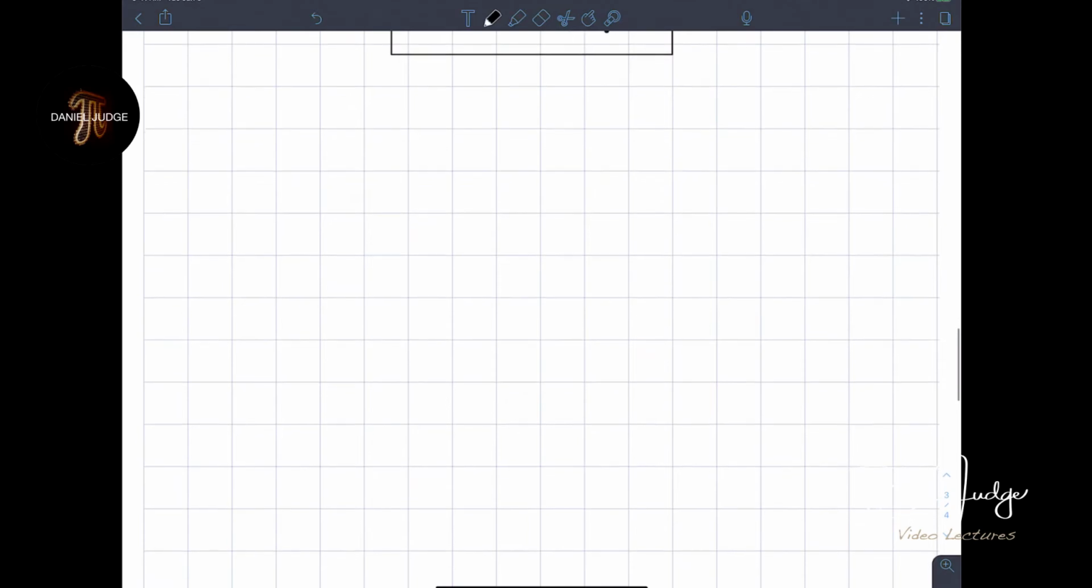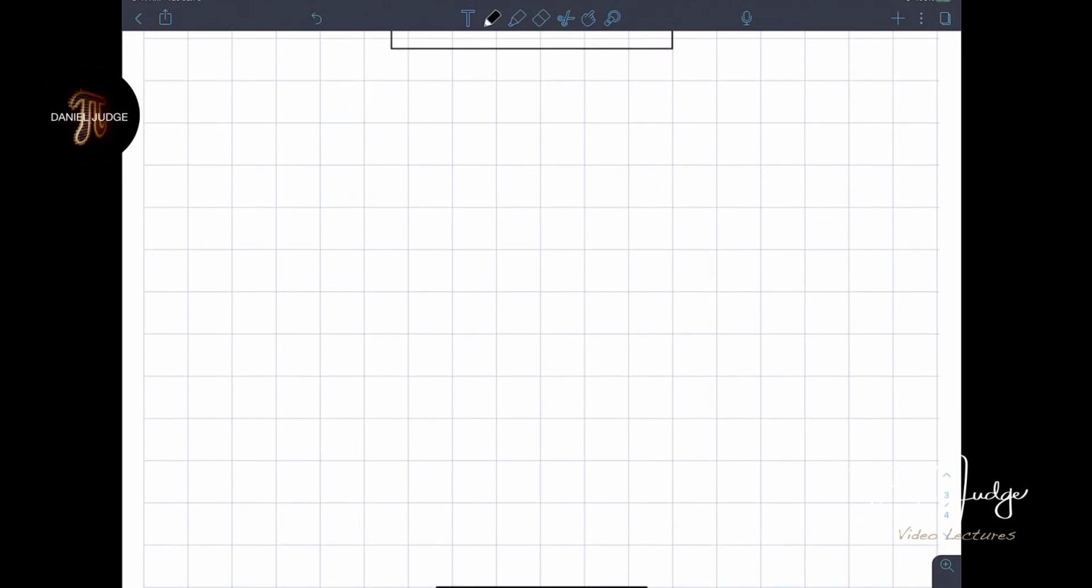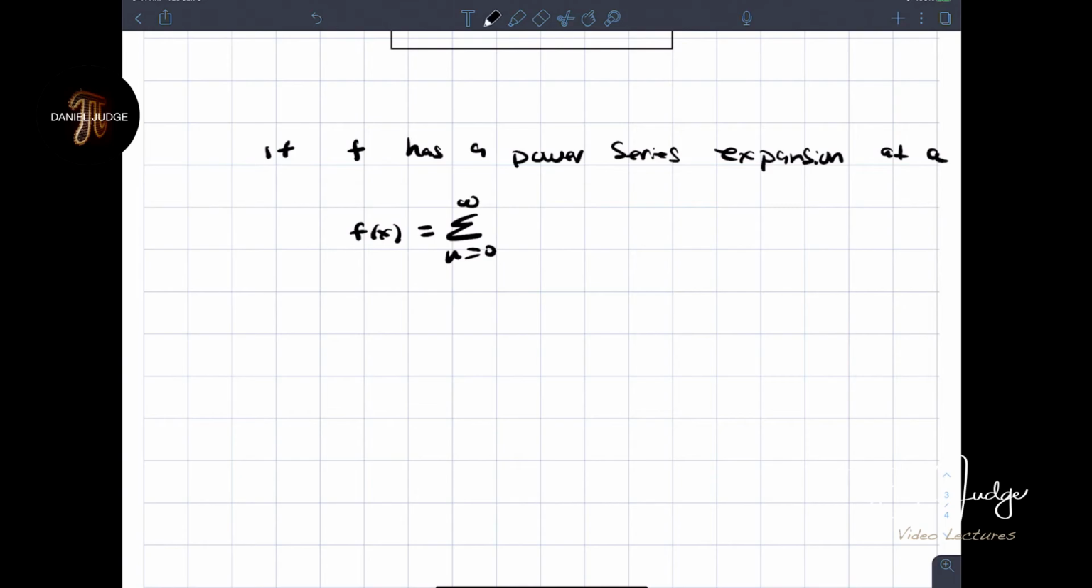So we have a very famous statement in your book, and that's the theorem. If f has a power series expansion at a, and you might say, well, what does that mean? Well, it just means that we're describing it this way. f of x is a summation n from 0 to infinity, Cn (x minus a) to the n. And don't forget our interval of convergence.